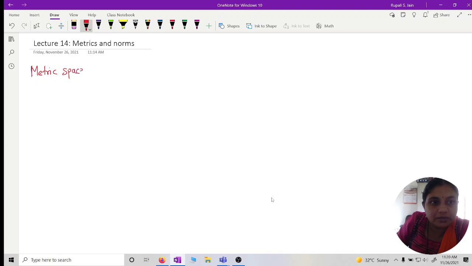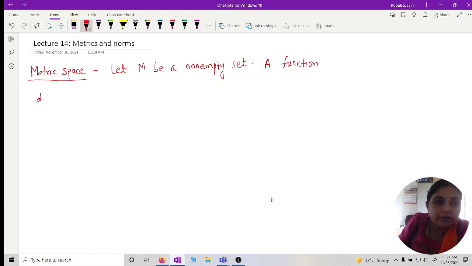Metric space. First, we will define this. Let M be a non-empty set. A function d from M cross M to R is said to be a metric on M if it satisfies the following conditions.